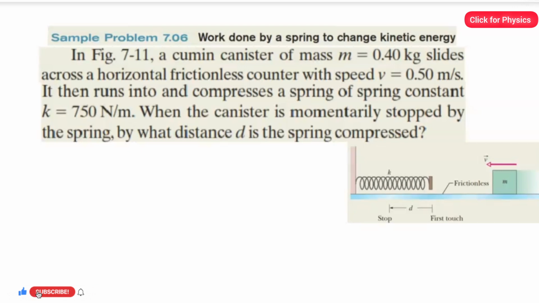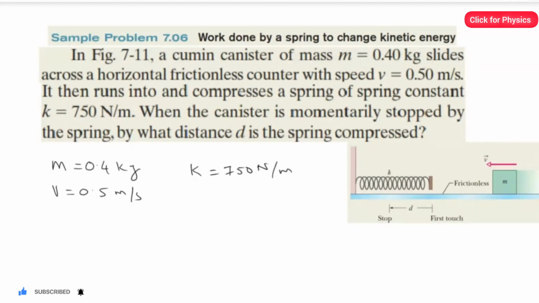What is given in this question? We have the mass of the object, which is 0.4 kilogram, and also the speed of the object, which is 0.5 meter per second. And then the spring constant value k is given, which is 750 Newton per meter. And by using this, we have to find the compressed value. So let's take the d value. Here d is the compressed value, or if you have any confusion, we can use the letter x. That's up to you. And the most important thing, the surface is a frictionless surface. Clear?